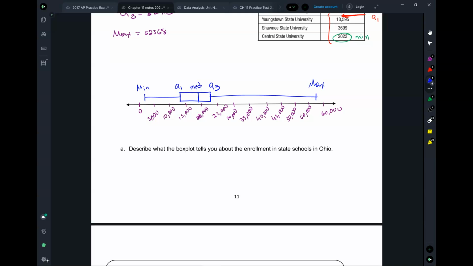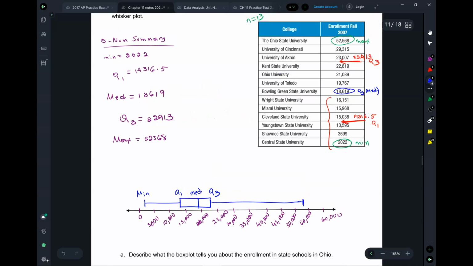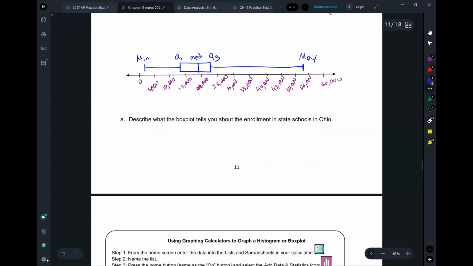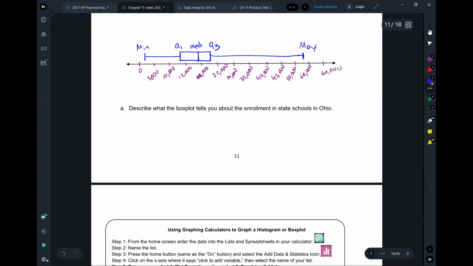Oh, I went a little too far, because I meant to go up to 55 only. So it's here. Good. So the requirement is you have to have the 5-number summary listed here. And then here, you can just label with the names minimum, Q1, median, and so on. Okay? All right. What does this tell you about the enrollment in state schools in Ohio?